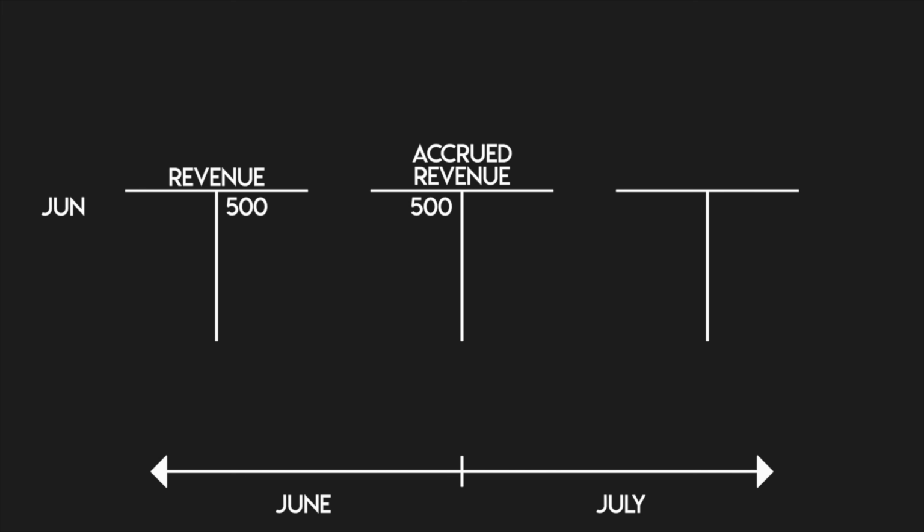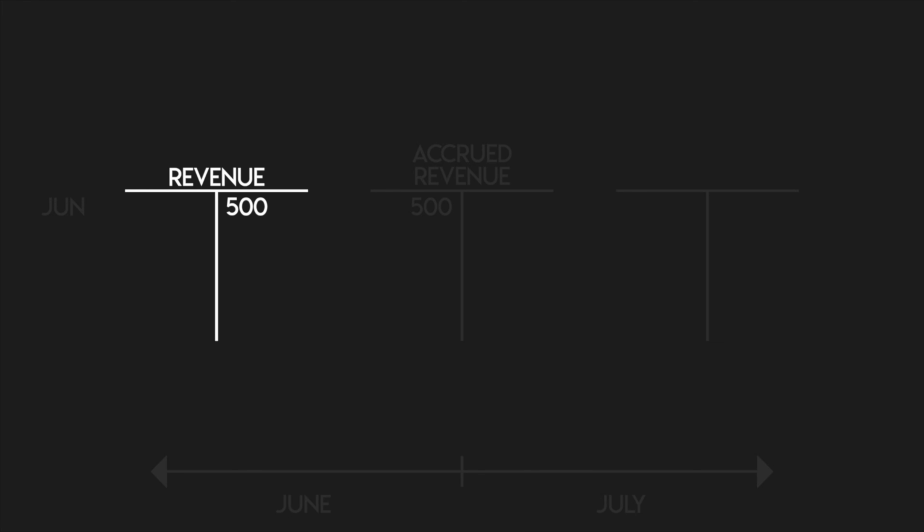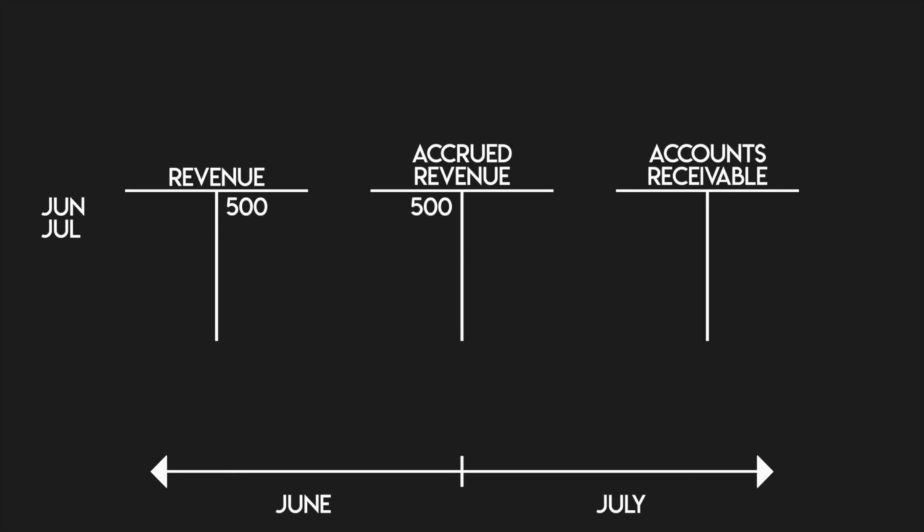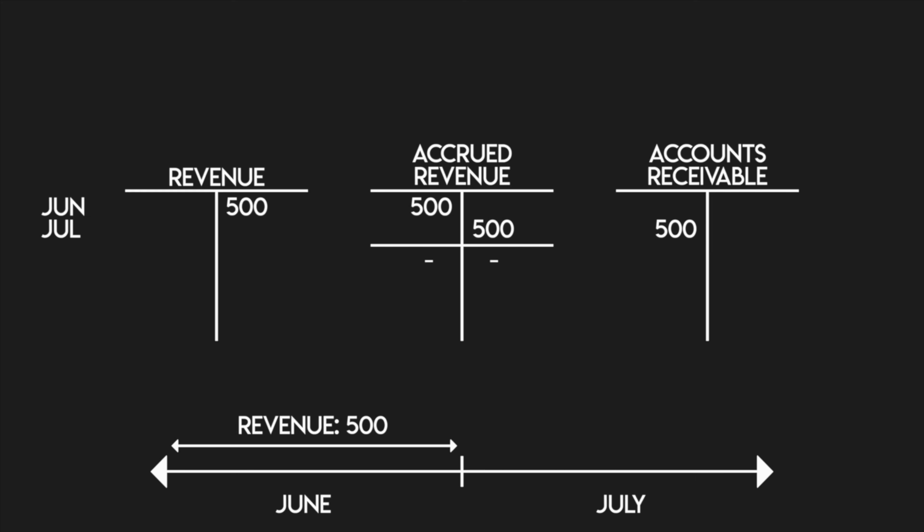Well, now you've got three T accounts: normal revenue in the income statement, accrued revenue in the balance sheet, and accounts receivable, which is also a balance sheet account. When you raised the invoice in July, you debited accounts receivable by $500 and credited accrued revenue by $500. You'll notice that your income statement hasn't been touched. You have still recognized $500 of revenue in June when you earned it, but you no longer have any accrued revenue in your balance sheet. Why? Because you raised a sales invoice. So this asset, these amounts owed to you, have been transferred to accounts receivable in the balance sheet.